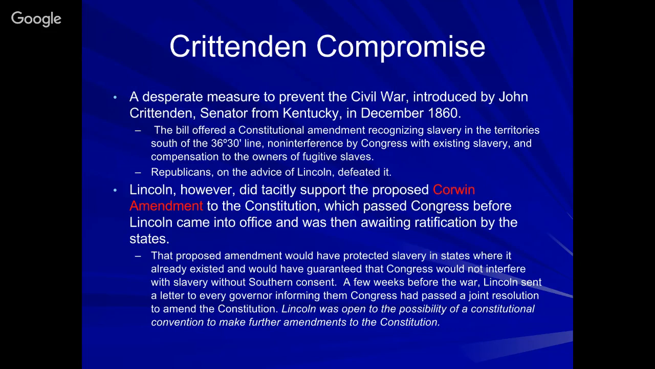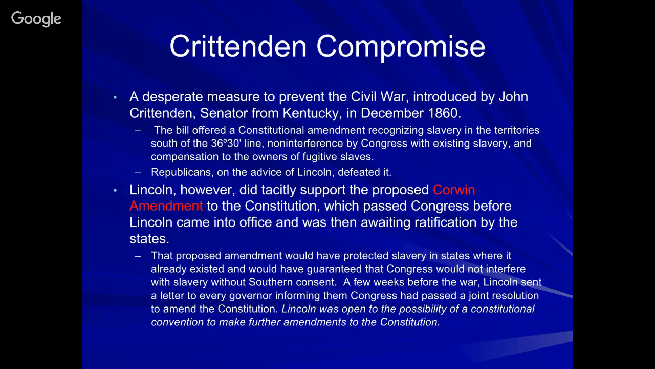Lincoln at the time was in Illinois, and he telegraphed to party leaders back in Washington to defeat the compromise. Okay. Lincoln, however, did tacitly support the proposed Corwin Amendment to the Constitution, which passed Congress before Lincoln came into office and was awaiting ratification by the states, but it too failed.